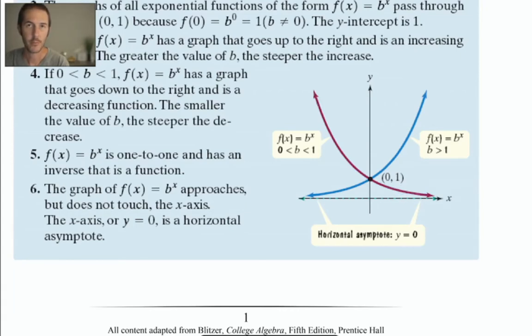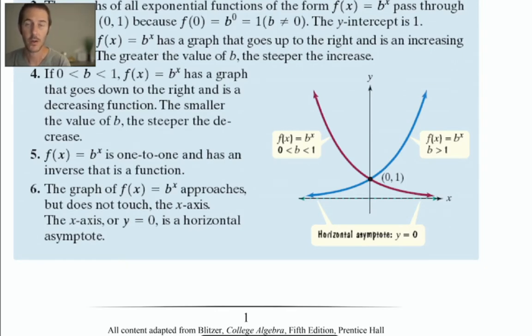When a function has an inverse that's also a function, we say that that function is 1 to 1. And that's what we're seeing being written here in number 5. Exponential functions are 1 to 1 functions because they have inverses that are functions. And we see in number 6 that the graph of b to the x approaches but does not touch the x-axis. Therefore, the x-axis where y equals 0 is a horizontal asymptote.